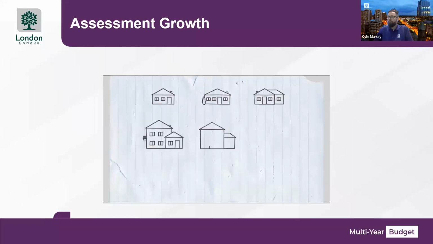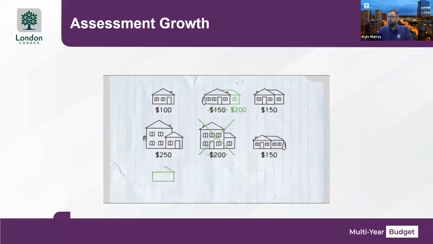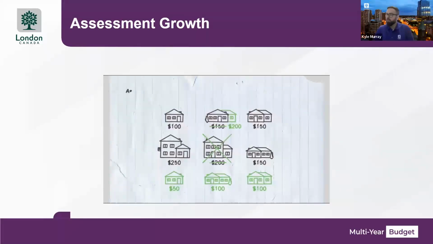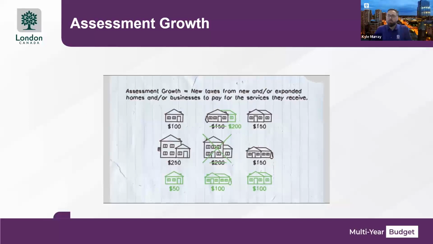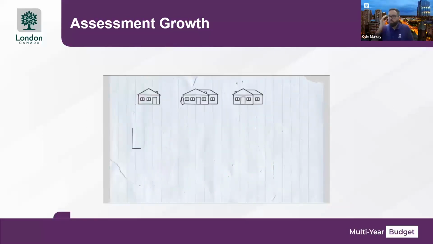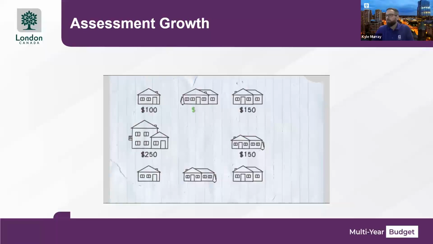During the year, our hypothetical town has some changes. This house built an addition, and this house was demolished. 3 new houses were also built. Taxes changed accordingly. Remember, assessment growth is defined as new taxes from new and or expanded homes and or businesses to pay for the services they receive. When we add up all the taxes paid for this town, the next year, it equals $1,100.